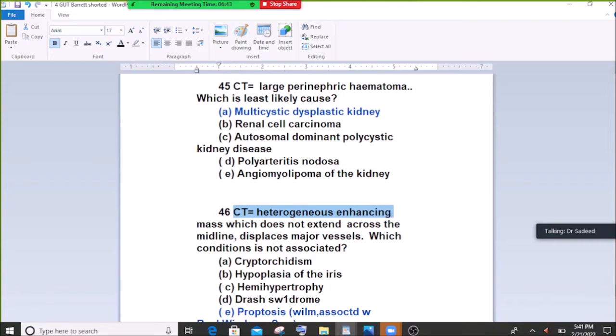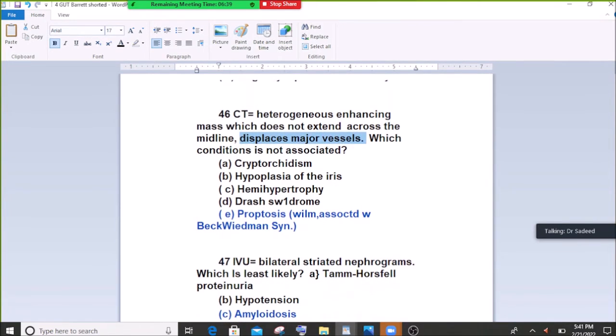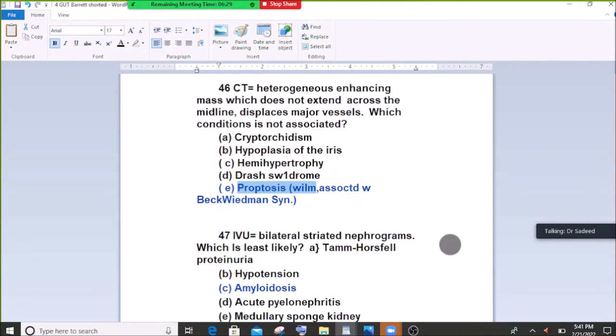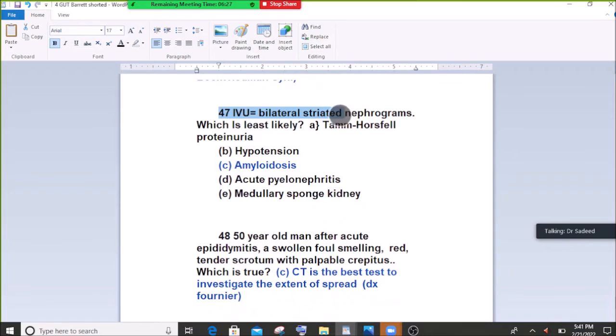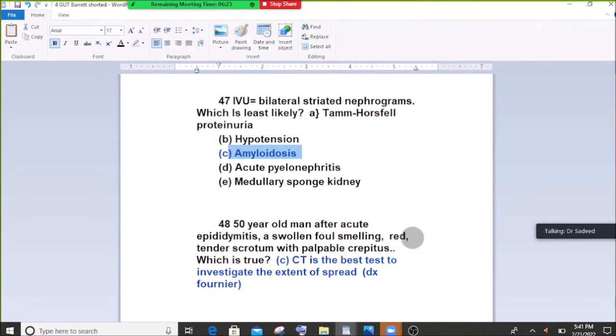Question 46, CT shows heterogeneous enhancing mass which does not extend across the midline, displaces major vessels, which condition is not associated? Wilms tumor is associated with Beckwith-Wiedemann syndrome, and Beckwith-Wiedemann syndrome is associated with all these conditions, but not this one. Question 47, IVU shows bilateral striated nephrograms, which is least likely? Medullary sponge kidney.